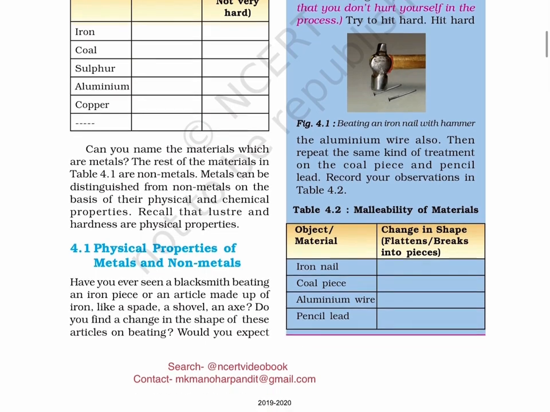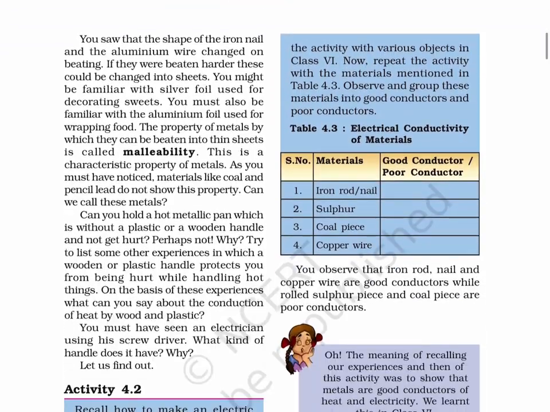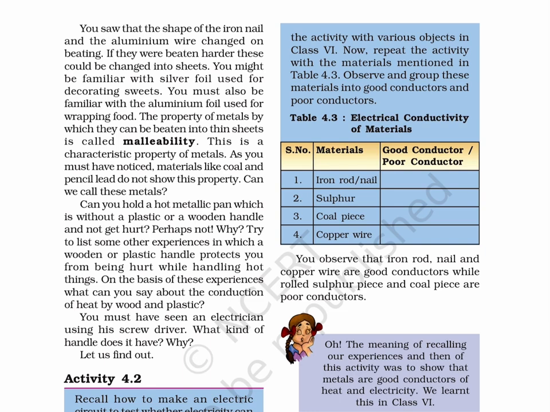Page 45. You saw that the shape of the iron nail and the aluminium wire changed on beating. If they were beaten harder, these could be changed into sheets. You might be familiar with silver foil used for decorating sweets. You must also be familiar with the aluminium foil used for wrapping food. The property of metals by which they can be beaten into thin sheets is called malleability. This is a characteristic property of metals.